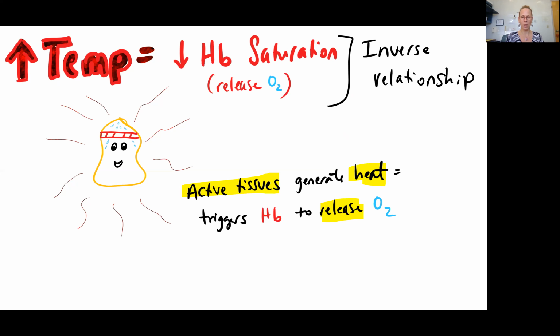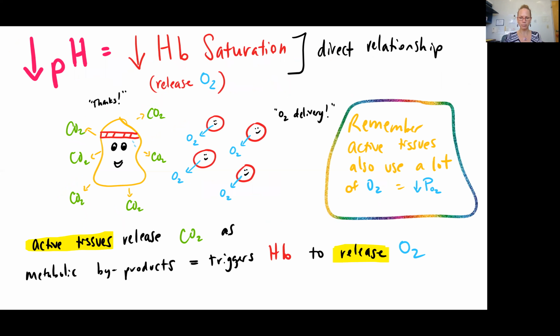release the oxygen. So now we've seen the partial pressure of oxygen pulling more oxygen out of the blood to active tissues. We've seen a lower pH in active tissues, pulling more oxygen out of the blood. And then now we're seeing temperature as another way that we can get those active tissues to really pull that oxygen out of the bloodstream.